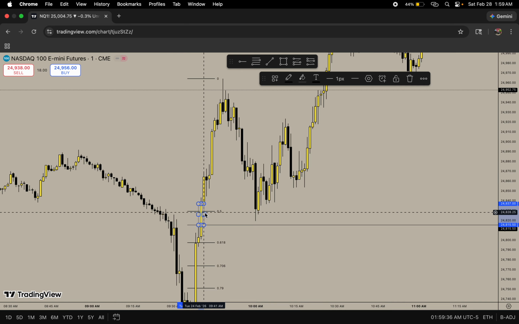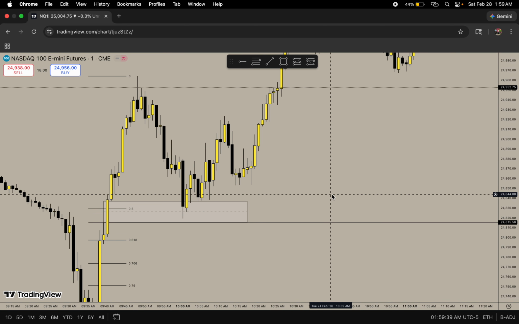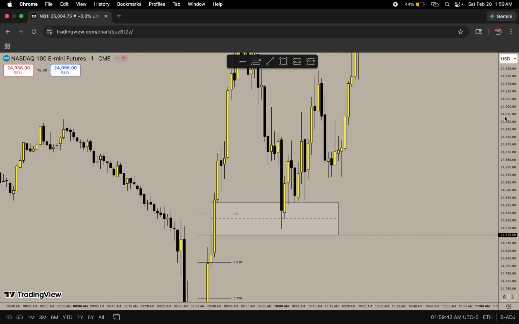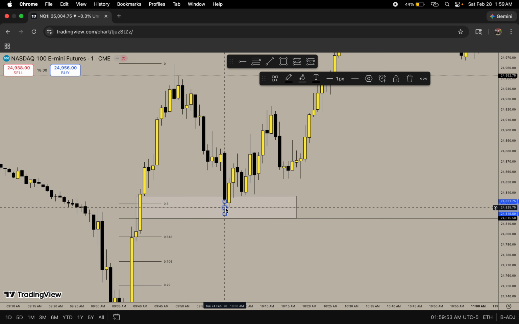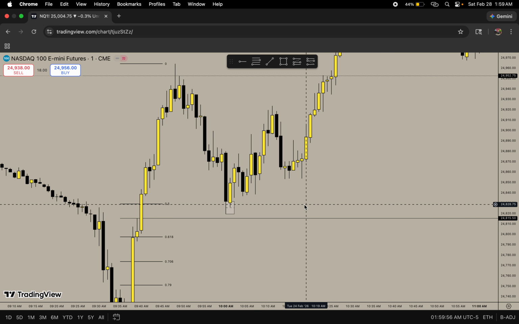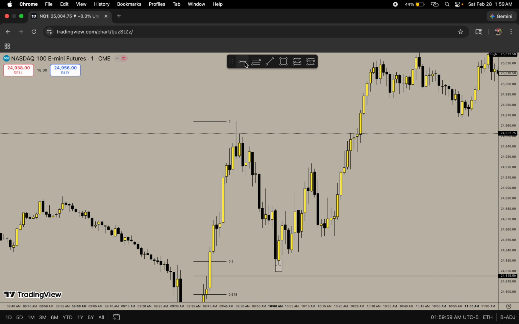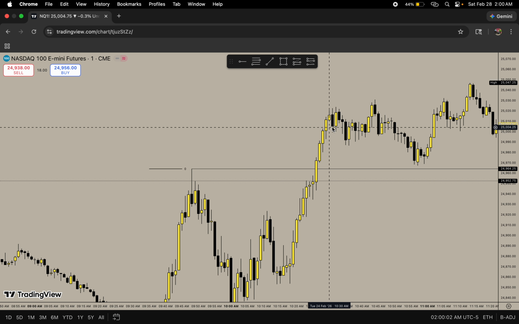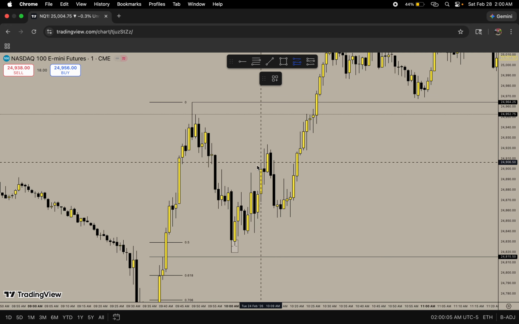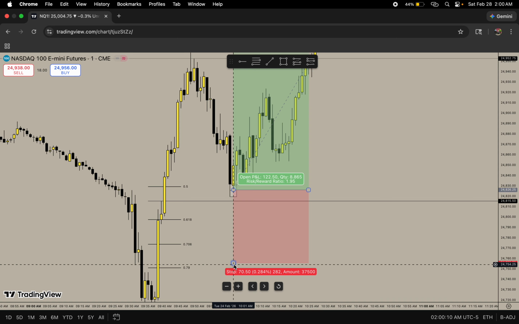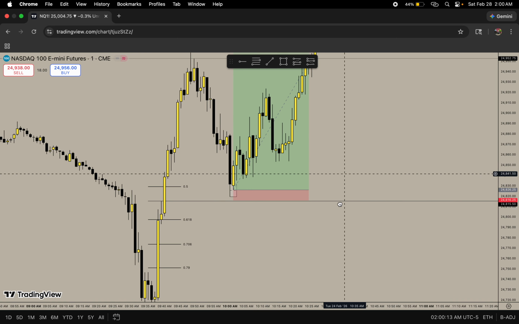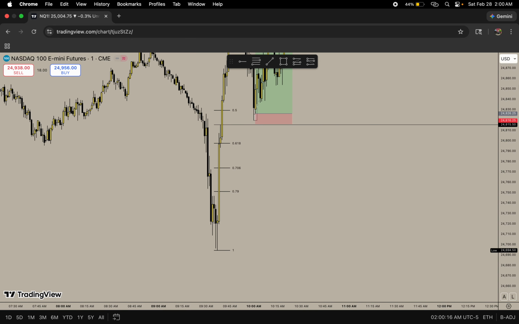You could even use PD arrays inside the 1-minute as well, if it's just a little wild, but preferably it's the 5-minute. We have this rejection wick right here into the 0.5 in this fair value gap. You get the CE top. You have this high, 945. 140-point move, just based off of the secondary.